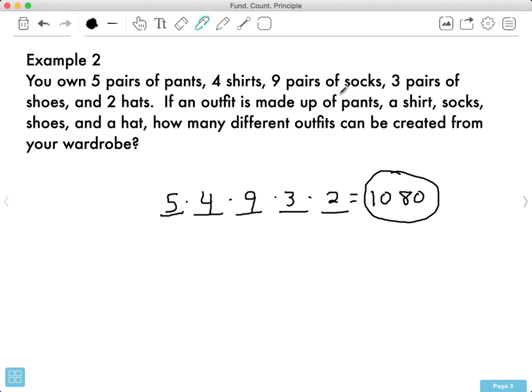I hope that helped clear up a little bit when you use the fundamental counting principle. It's when you're picking one item from each of some different number of groups. So that's when you go ahead and use the fundamental counting principle.